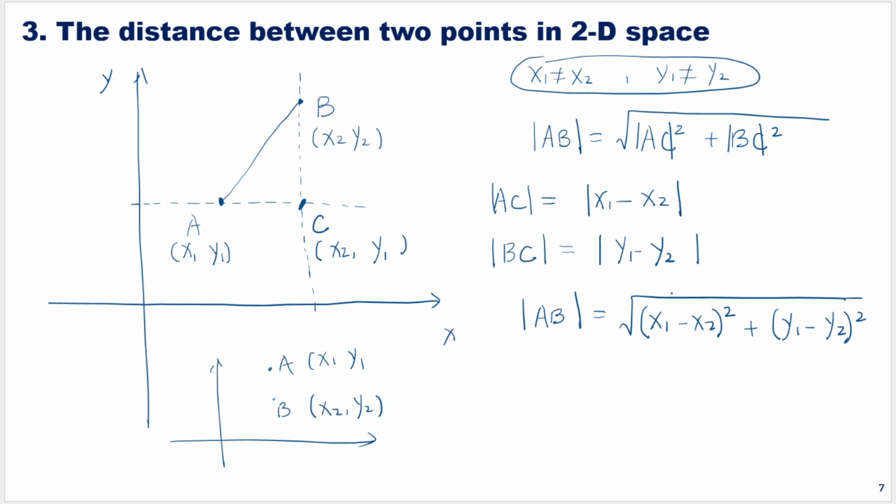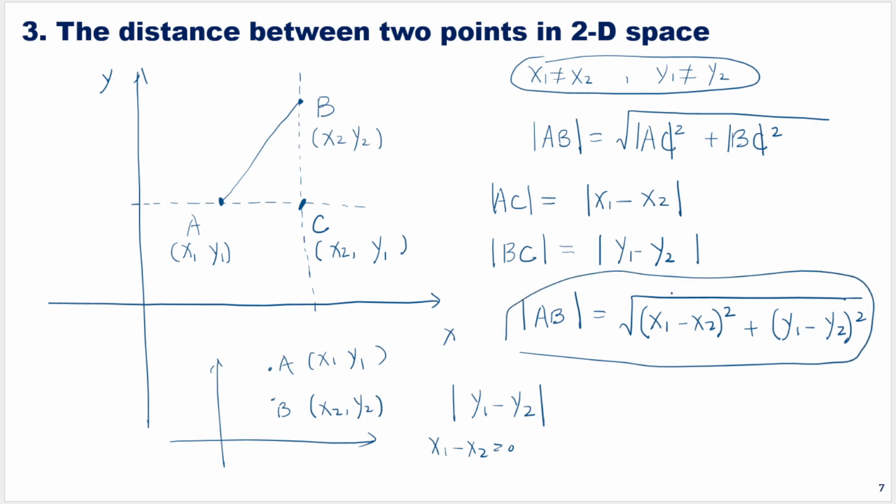In that case, the distance between A and B is actually the absolute value of y1 minus y2, right? And here x1 minus x2 is 0. So if you use this formula to calculate that, then the first term is actually 0. And the square root of y1 minus y2 squared actually equals the absolute value of y1 minus y2. So this formula is also correct when x1 equals x2.